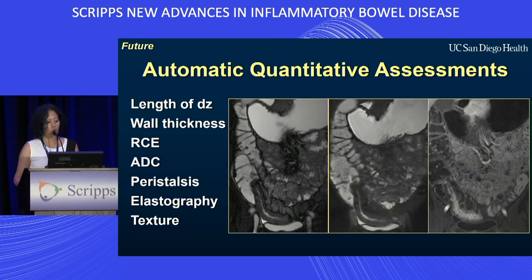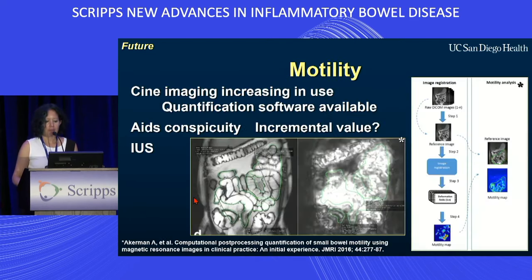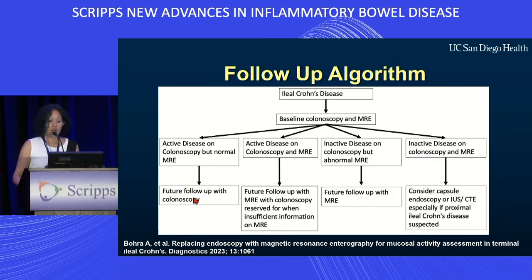Length of disease, wall thickness, ADC, quantifying the degree of peristalsis, doing texture analysis, and quantifying elastography. And so I'm going to end here with a proposed algorithm that was put out by Diagnostics recently about how do we use endoscopy and imaging together? And kind of focusing on the ones where they don't seem to quite jive.